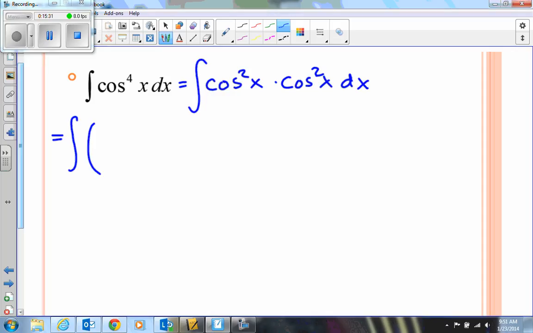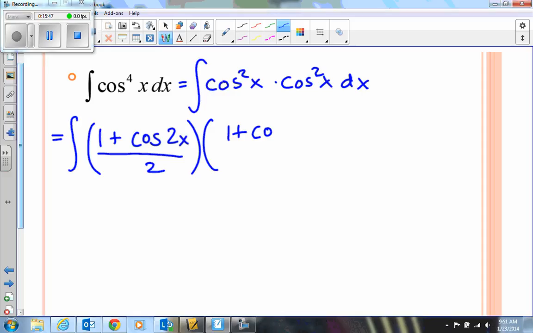Cosine squared is (1 plus cosine double the x, so 2x) all over 2, times (1 plus cosine 2x) all over 2, dx. So now I get to FOIL. Before I FOIL, I want to pull out the 1/4 to make my life a little easier. So I'm going to pull out the 1/2, 1/2, and make 1/4.